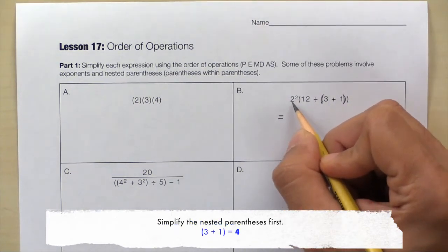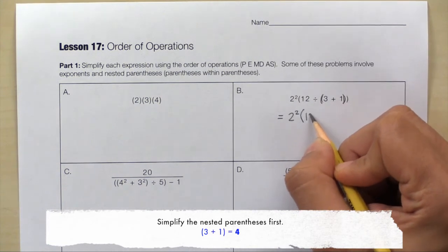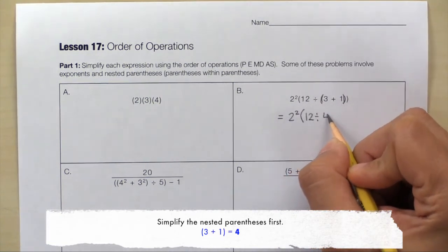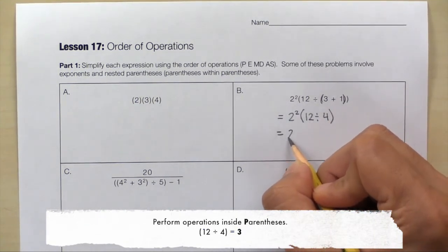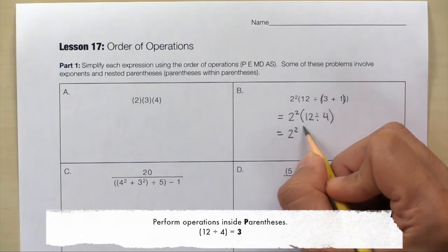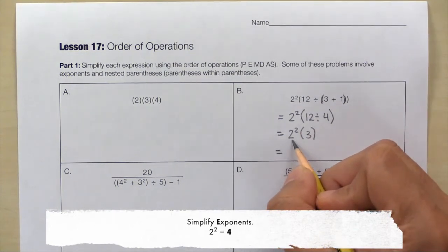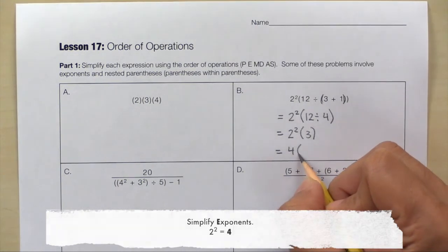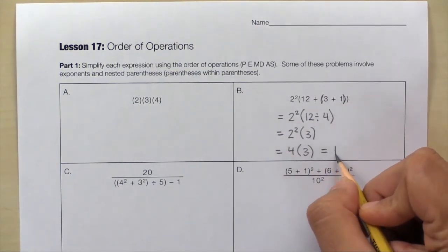Next line, here's 2 squared times 12 divided by 4. Next, 2 squared times 3. Next line, 2 squared equals 4 times 3. And 4 times 3 equals 12.